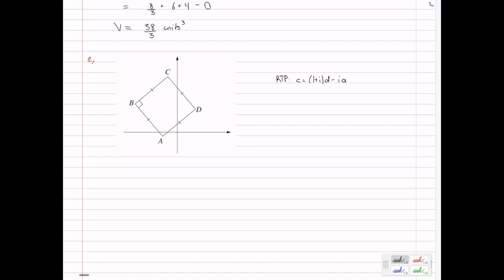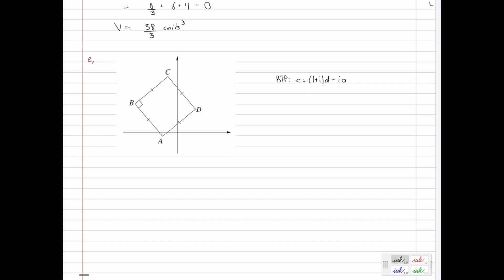Alright, so in this question, we can see that what we need to prove is that C equals 1 plus i times D minus i times A. So actually, what we need to prove doesn't include B at all. So let's just keep that in mind. Now, back to the question.